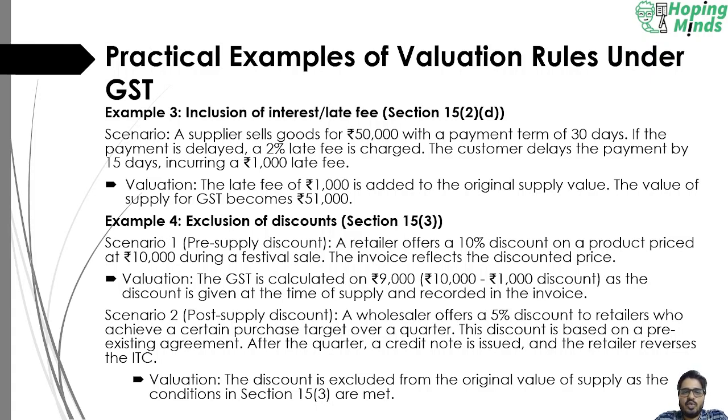Next, in scenario 2, we have post-supply discount. So a wholesaler offers a 5% discount to retailers who achieve a certain purchase target over a quarter. This discount is based on a pre-existing agreement. After the quarter, a credit note is issued and the retailer reverses the input tax credit. In this case, the discount is excluded from the original value of supply as the conditions in section 15 subsection 3 are met, that is, the recipient of input tax credit must reverse the ITC.